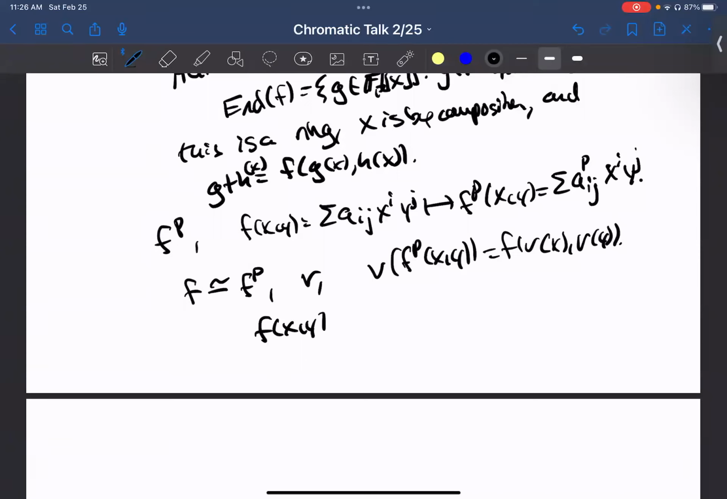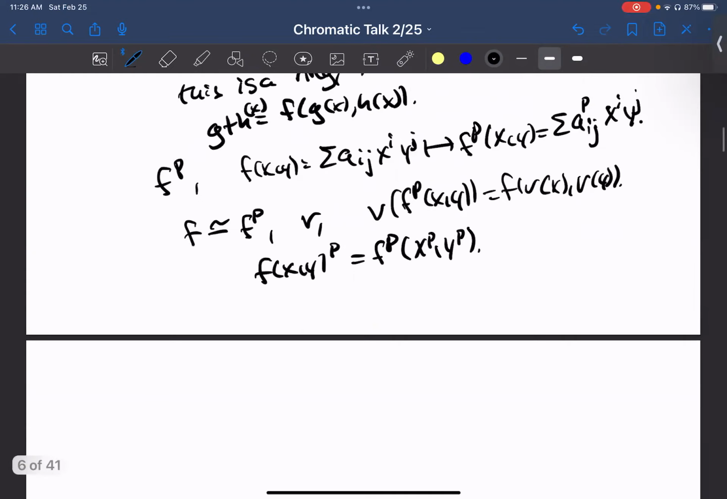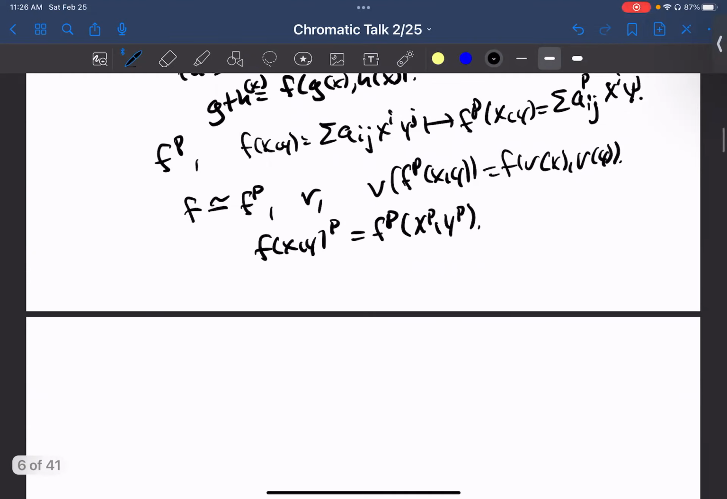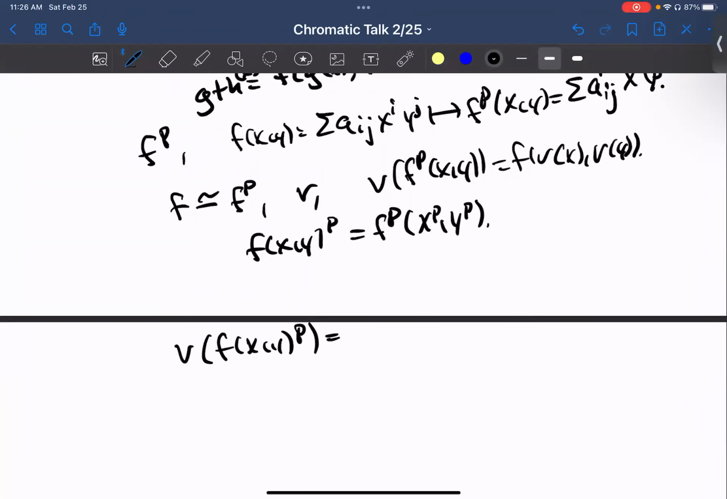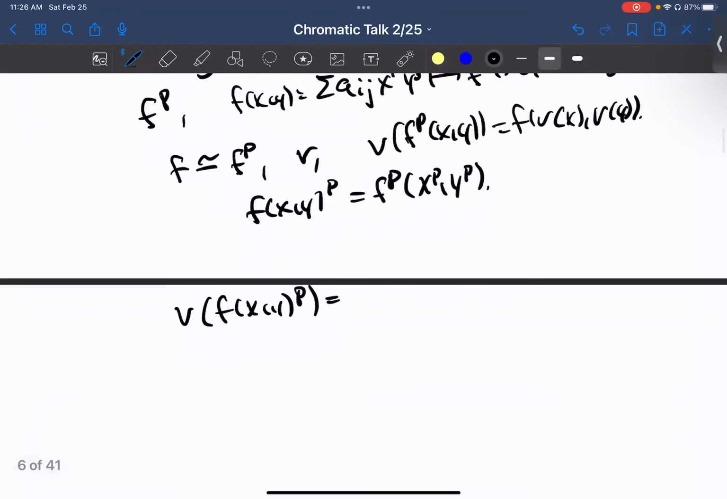And note that if we were to take our formal group law and just raise it to the power p naively, this would be the same as taking this f to the power p, and then we can do the Frobenius on each of the elements. So what this means is that using this isomorphism nu, if we do nu of f of x, y to the power of p, then this is going to be the same thing as, well, we can pull the power of p out because nu is some endomorphism which behaves well with respect to these powers. So this is going to be nu of x, f of x, y, to the power of p.